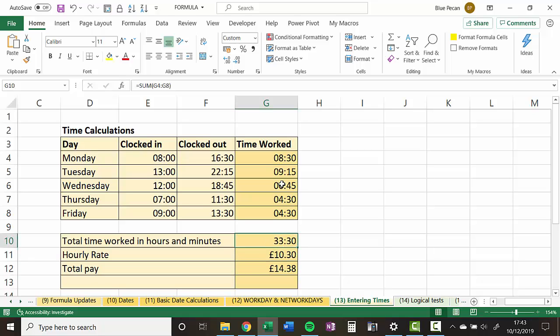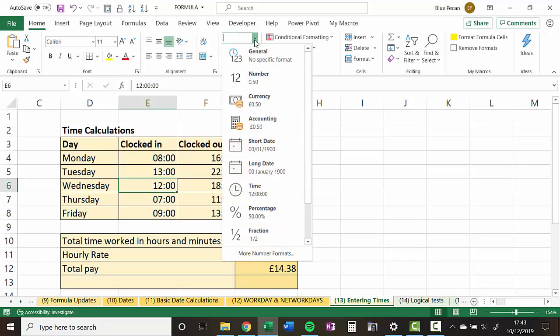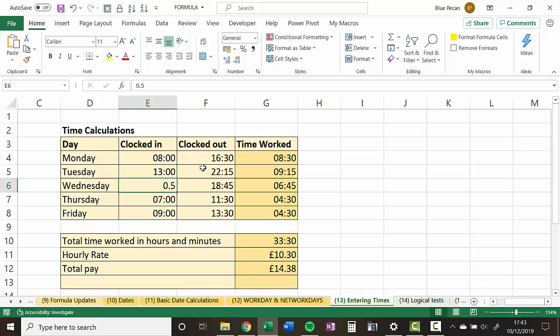So times are stored as numbers. So for example, if I converted 12 to a number, it would be 0.5, because it's 0.5 of a day. So what we need to do here, bearing in mind this is in time format, is take the time format off, and you'd see that actually we've got 1.39, so 1.39 days.